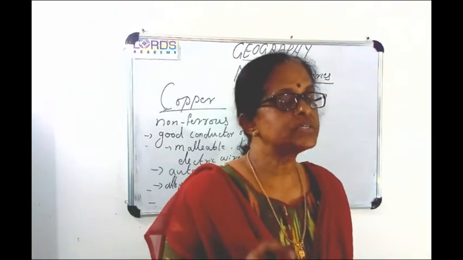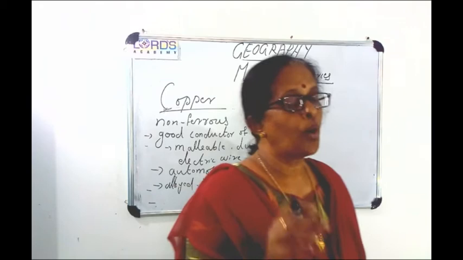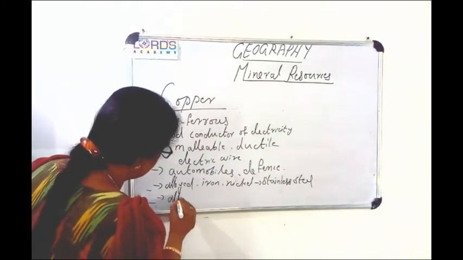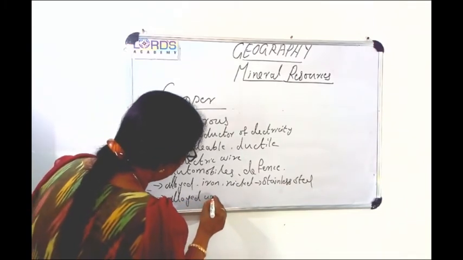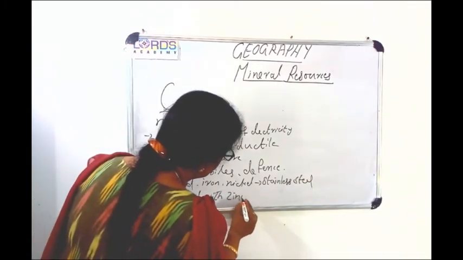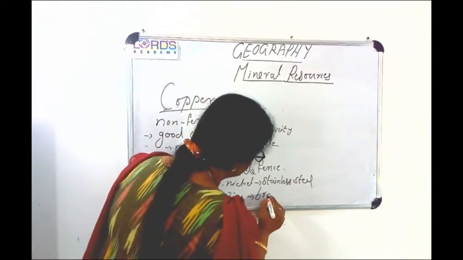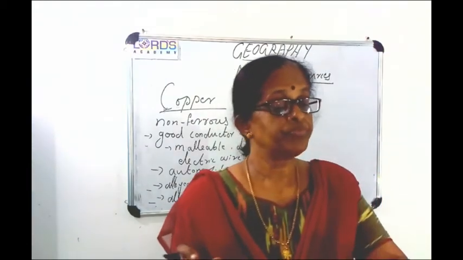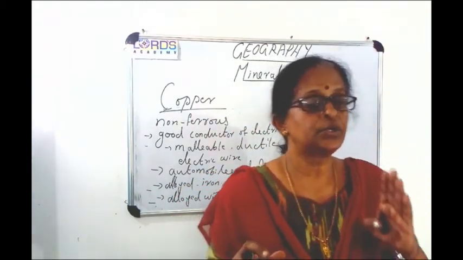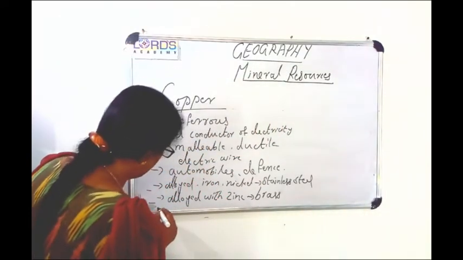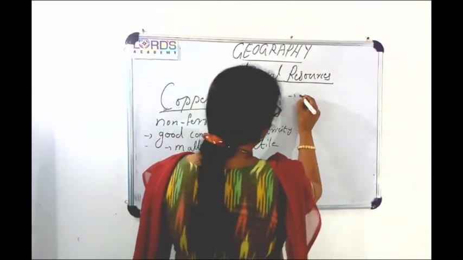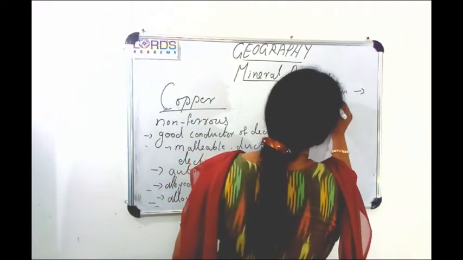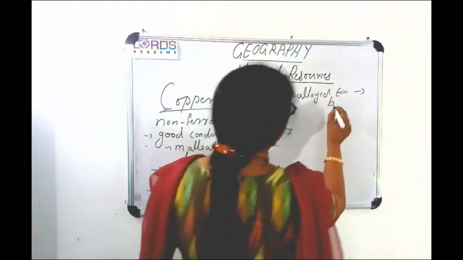Another, if it is alloyed with the zinc, then what will we get? Brass we will get. One of the important uses is that it is used to make many alloys, mixed metals. It is brass, and alloyed with the tin, we will get bronze.